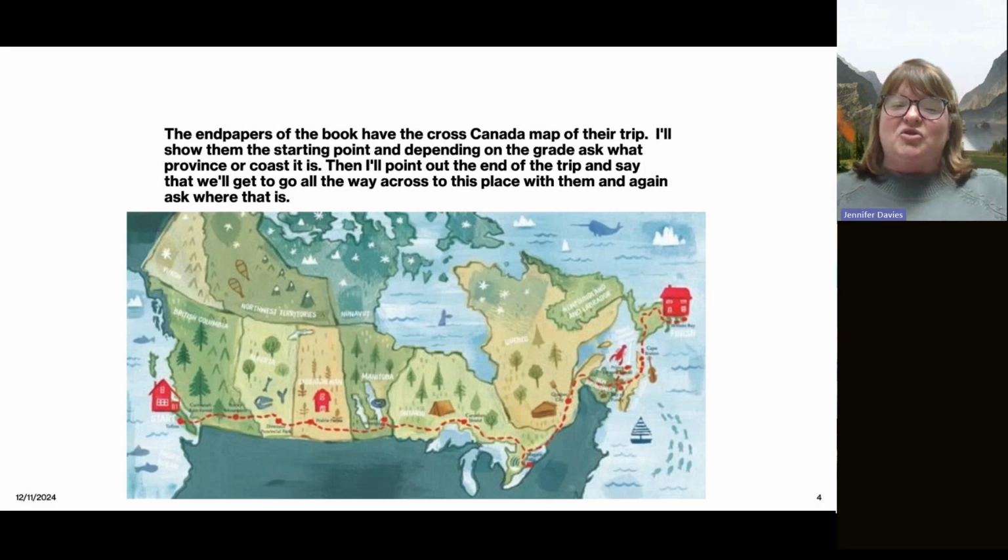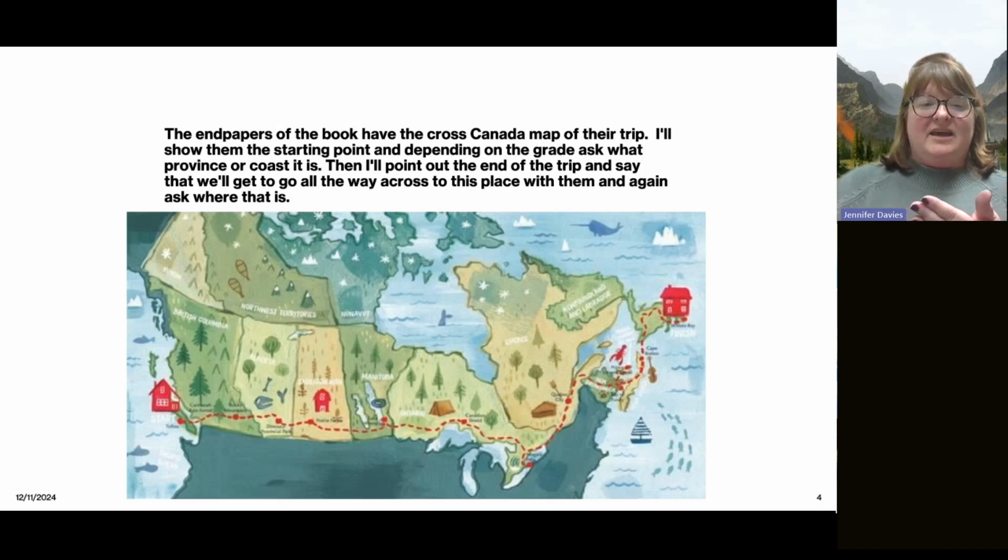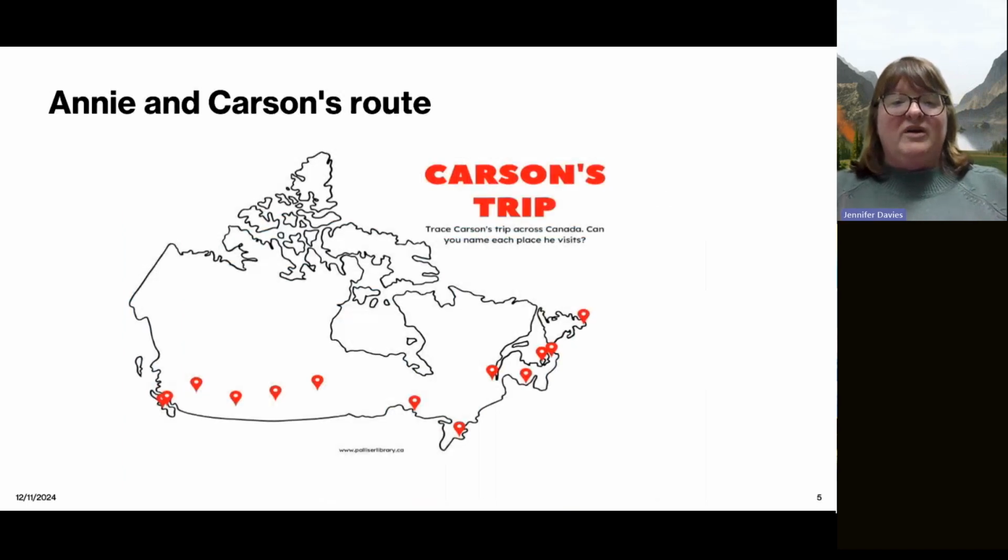And then as the story goes on, and each stop that they make, I flip back to the end papers and say, this is where they were. This is where they've stopped. This is the point number, whatever. Here's Annie and Carson's routes.